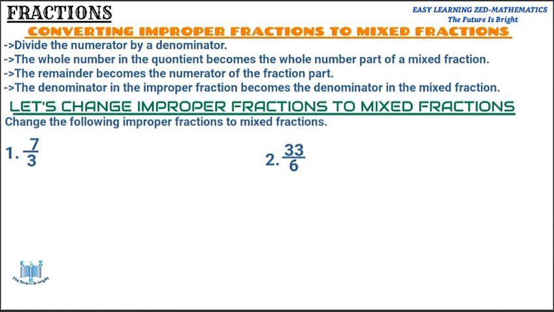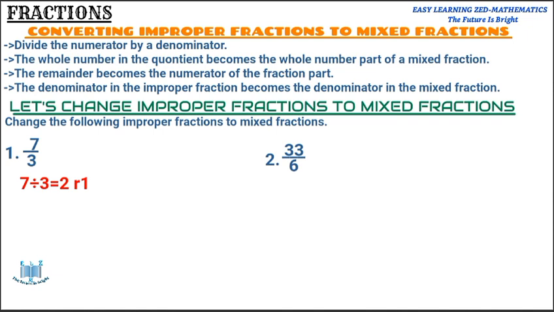So the first question is 7/3. That is the improper fraction we're given, and we are told to make it a mixed fraction. Going back to the steps, the first step is to divide the numerator by the denominator. So we are going to divide 7 by 3. 7 is the numerator and 3 is the denominator. When you divide 7 by 3, you get 2, and then there is a remainder, which is 1. So you get 2, remainder 1.